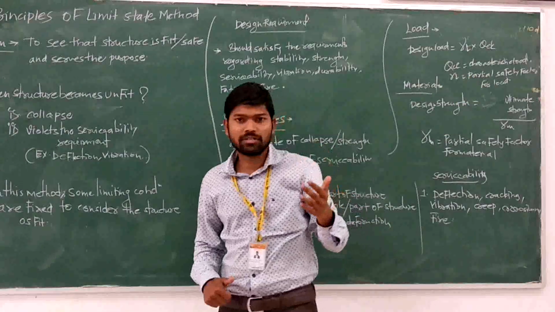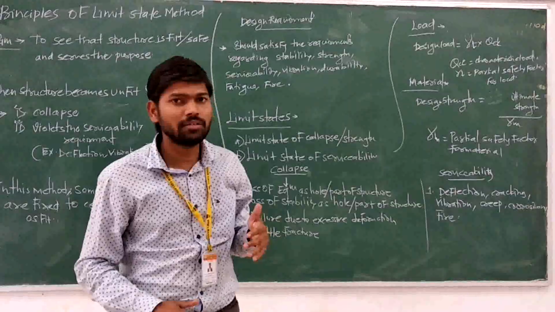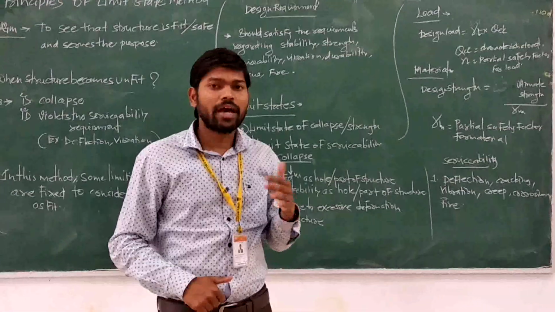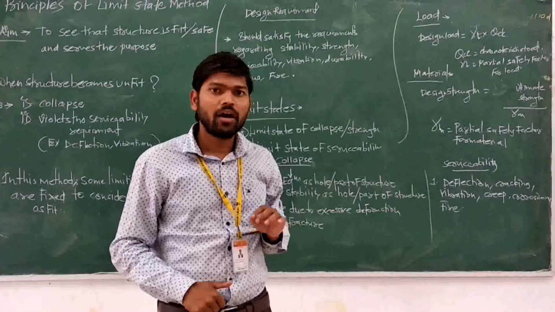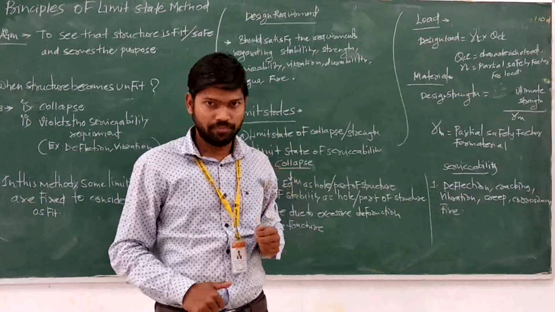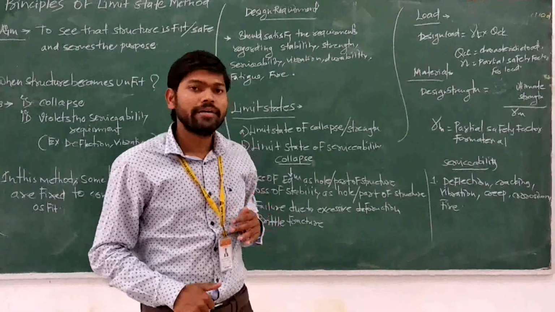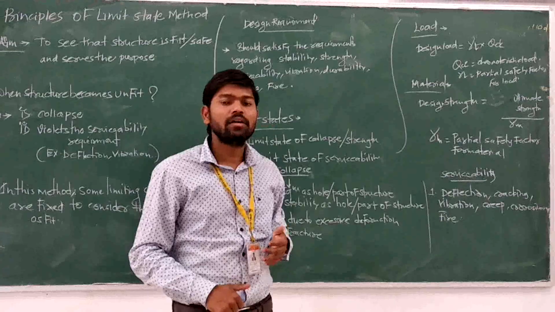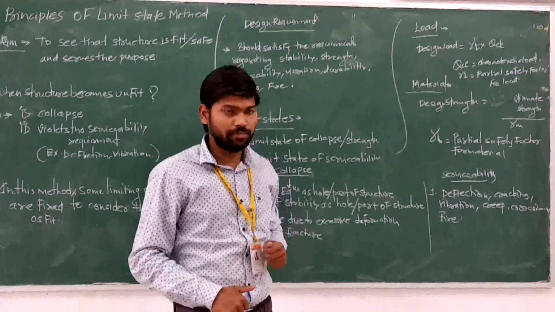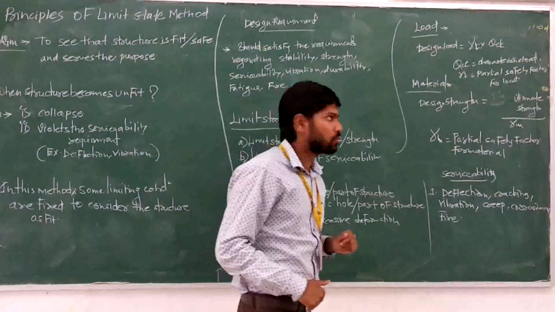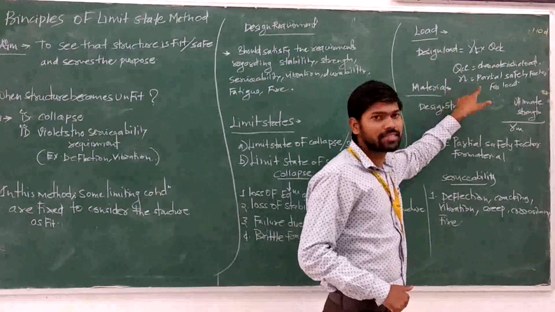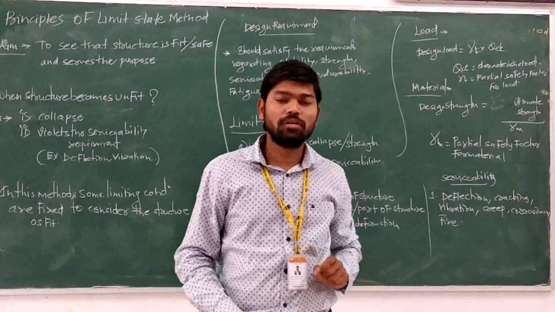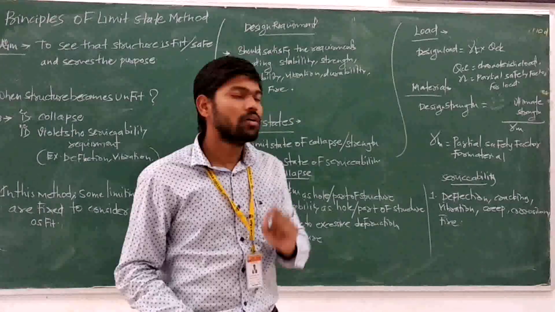Now what is meant by characteristic load? The characteristic load is the working load which has a 95% probability of not being exceeded. So this is the characteristic load. Then second is gamma L. What is gamma L? Gamma L is the partial safety factor for load.